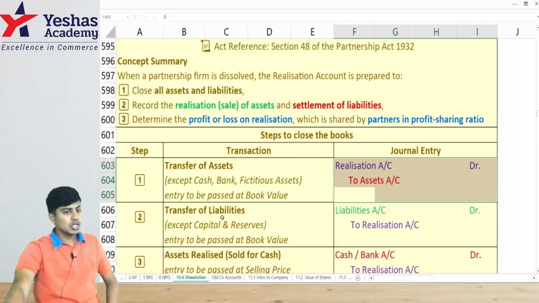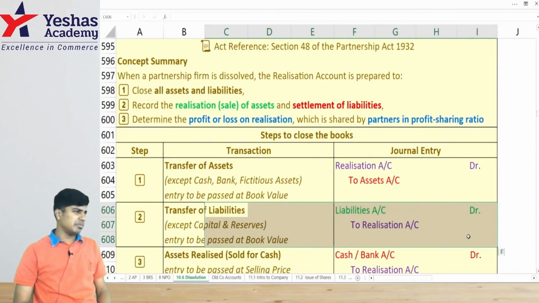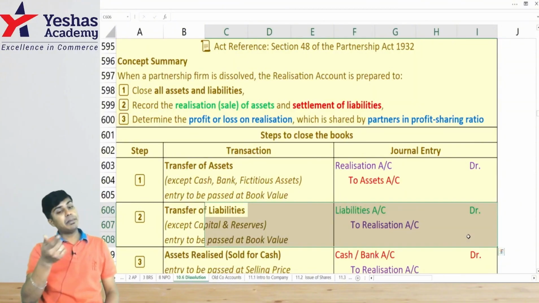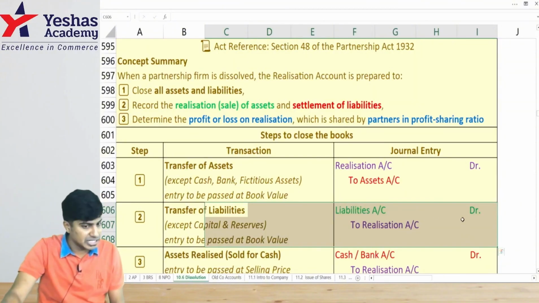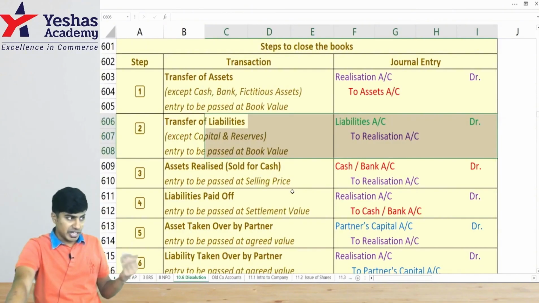If in case you want to close the liabilities, what will be the entry? Liabilities will usually have a credit balance. If you want to close them, you would have to debit. Entry will be liability account debit to realization. After this, you will sell the assets. When you sell the assets, you receive cash.